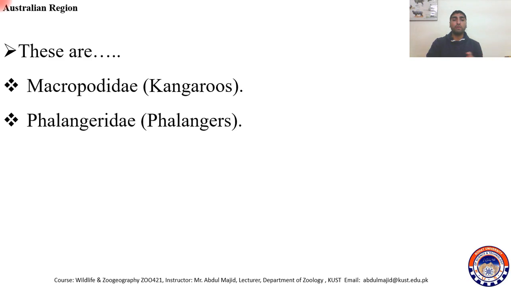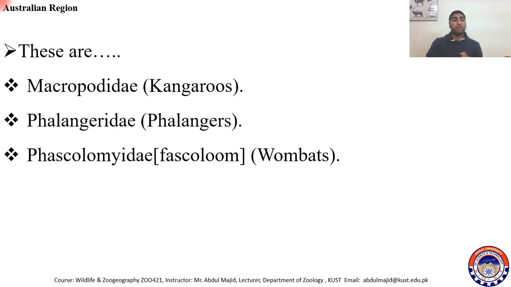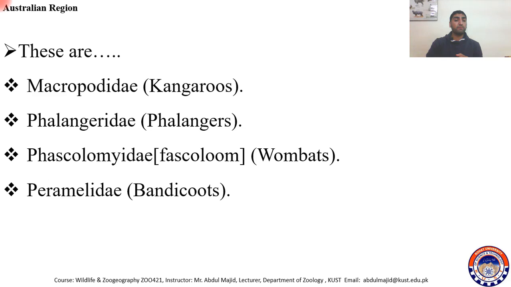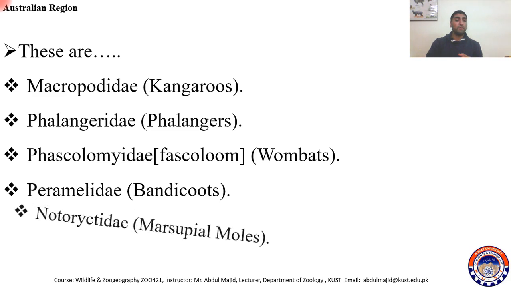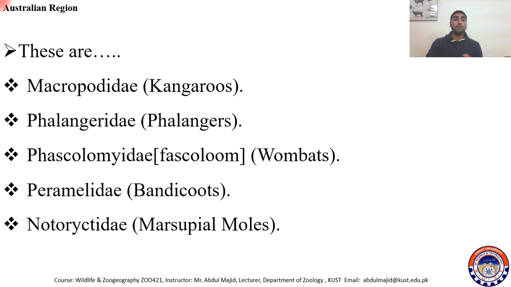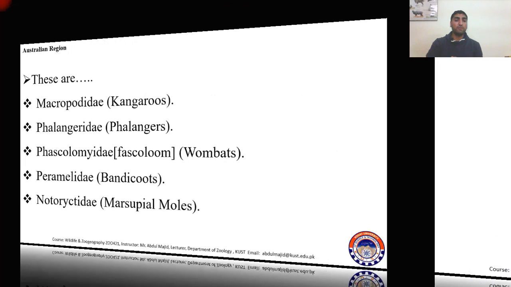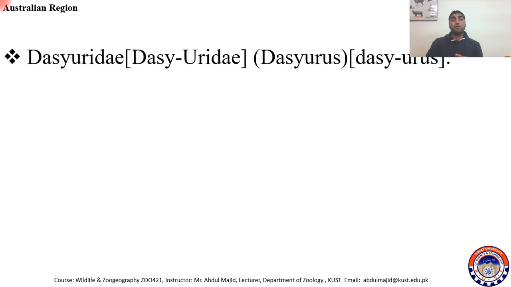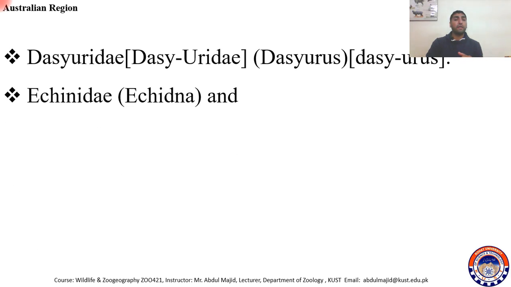Phalangeridae, phalangers, also marsupials. Phascolomidae, so these are wombats, and again these are marsupials. Peramelidae, bandicoots, they are also marsupials, and these are endemic to Australia. Notoryctidae, so marsupial moles, they are also marsupials. Dasyuridae, Dasyurus, they are also marsupials.